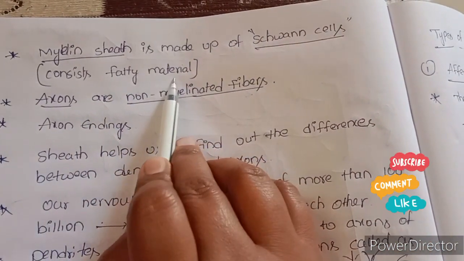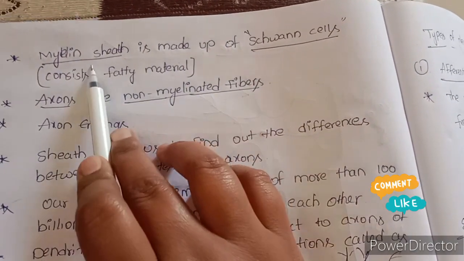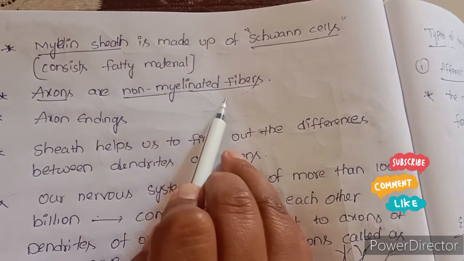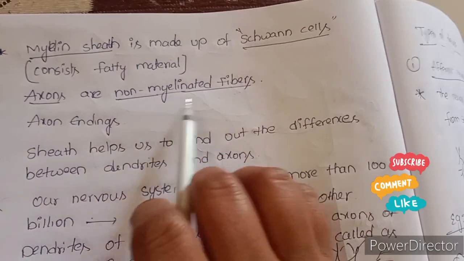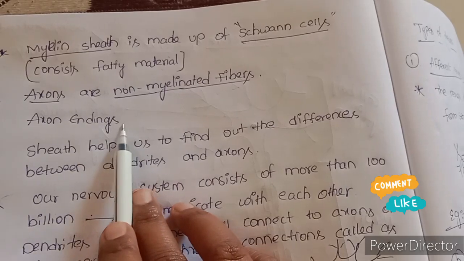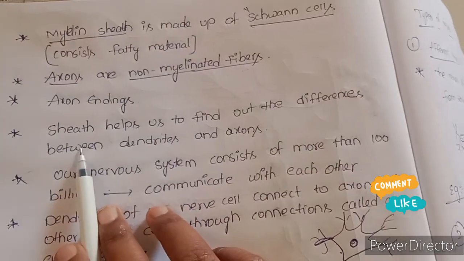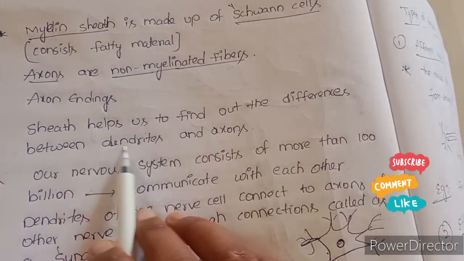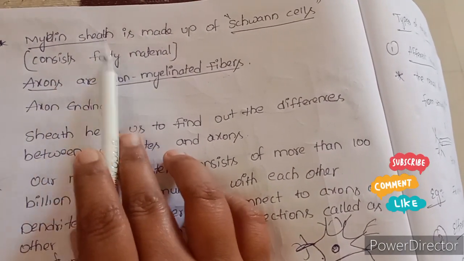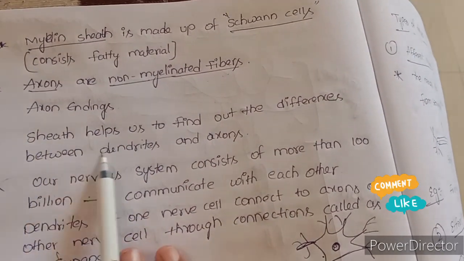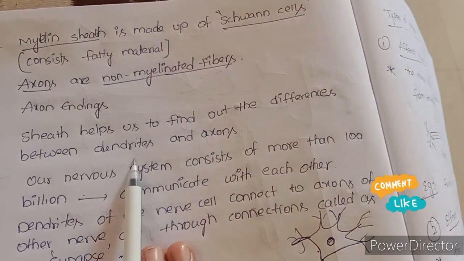Schwann cells contain fatty material. Where do we see these Schwann cells? In the myelin sheath. Some axons are non-myelinated, so they do not contain a myelin sheath, and they contain axon endings also. The axon contains axon endings and synaptic knobs. So the sheath helps us find the differences between dendrites and axons. This myelin sheath is present in the axon, so we can easily identify the differences between axon and dendrites.